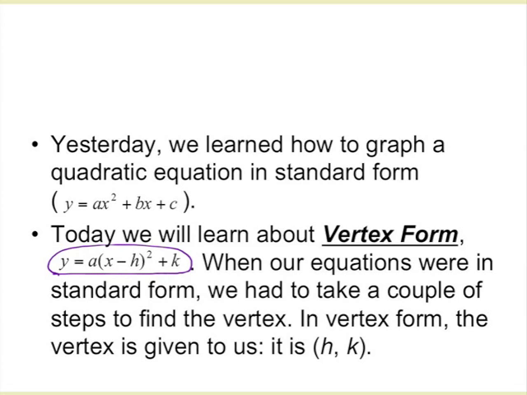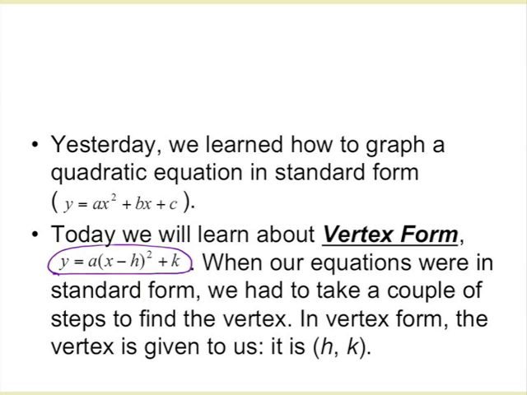It still has an a value, and that a value is still going to determine whether our graph is facing up or down and is wide or narrow. So we can still use that a value as a check for us when we're done with our graph, making sure that it's facing the right way, up or down, and that it should be relatively wide or narrow, depending on how big that a value is. But instead of just everything being listed out and added together, we have this parentheses squared that's happening.